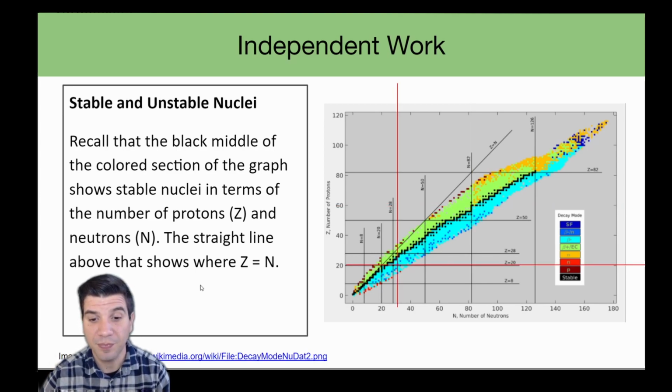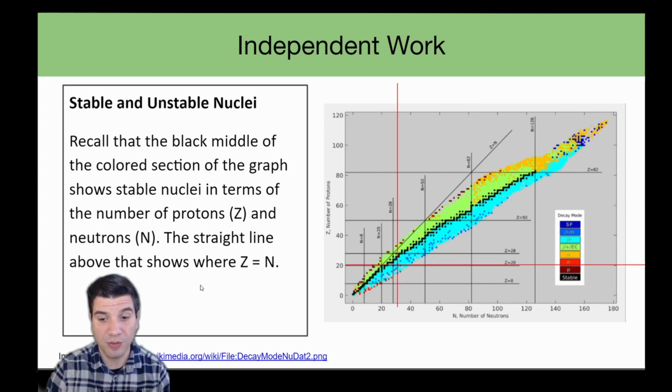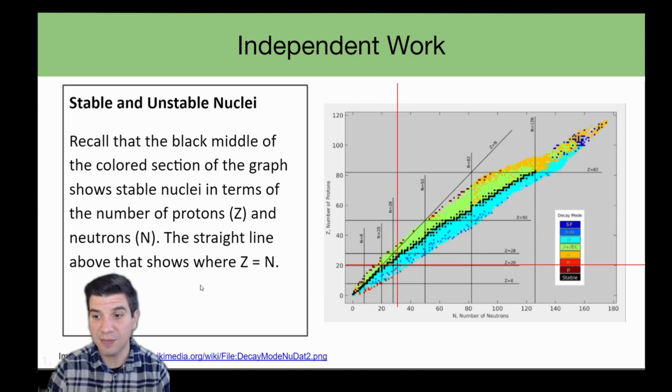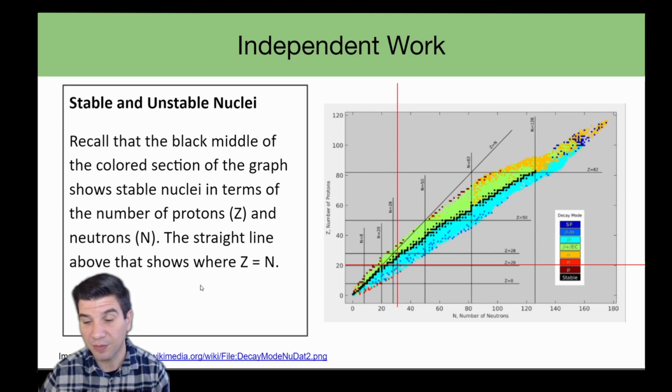Here's another one. In this case, we have 20 protons, and that looks to be about 30 neutrons. Is it stable? Is it unstable? Looks like it's unstable. As you can see, it falls in the blue area, which I believe is beta decay.